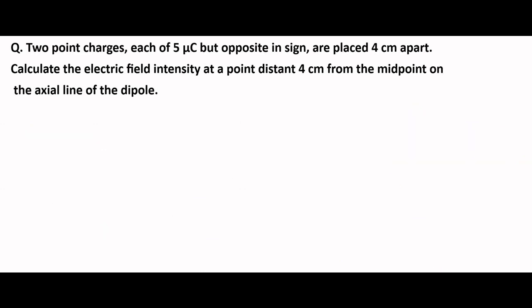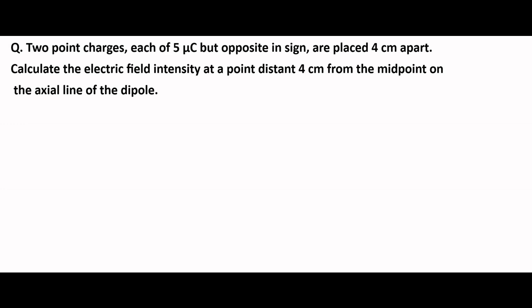So here is another question on electric dipole parameters. It is given that 2 point charges, each of 5 microcoulomb but opposite in sign, are placed 4 centimeter apart. Calculate the electric field intensity at a point distant 4 centimeter from the midpoint on the axial line of the dipole.